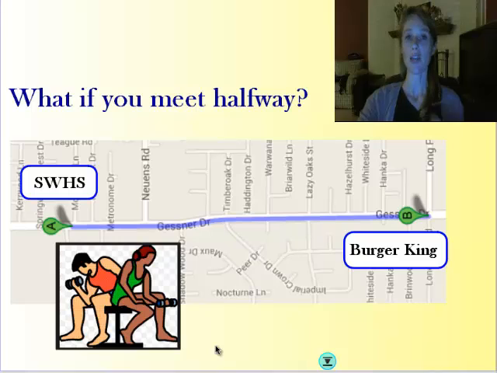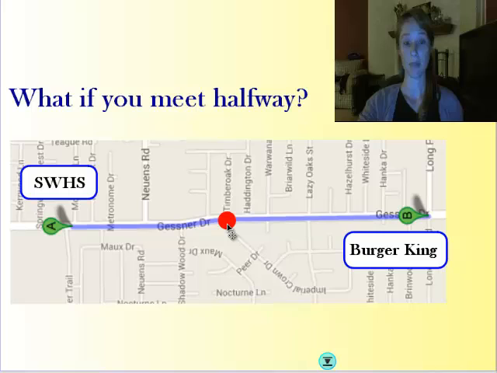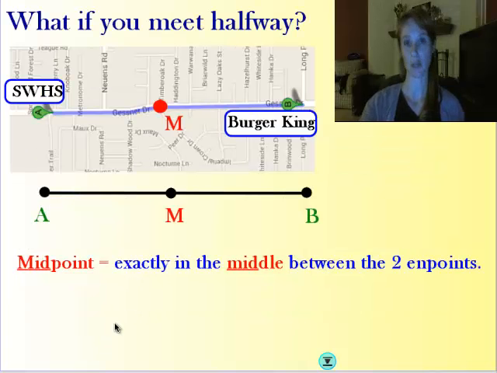Okay, so let's say you've been working out since you hurt your foot and you're feeling a lot better. Your foot's all healed. So you're still at Spring Woods and your friend is at Burger King, and you again decide to meet in the middle. This time, you meet exactly in the middle, which means you traveled the same distance to get to this point, the middle, as your friend traveled from Burger King to meet with you here. Okay, this point has a very special name.